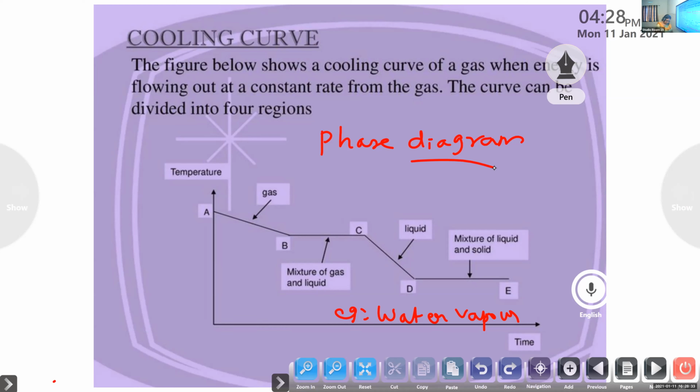So you write down: a graph between the temperature T and the pressure P of a substance is called a phase diagram, or we can call it the PT region.